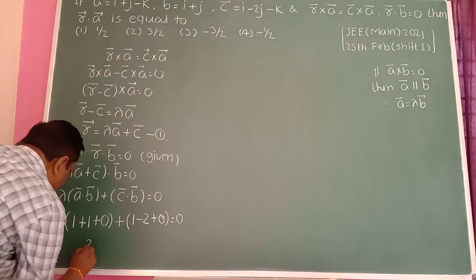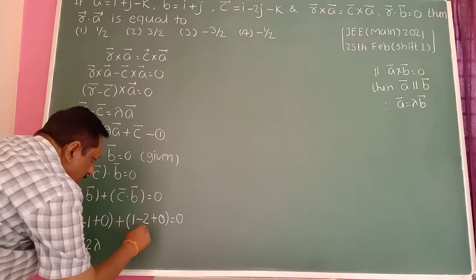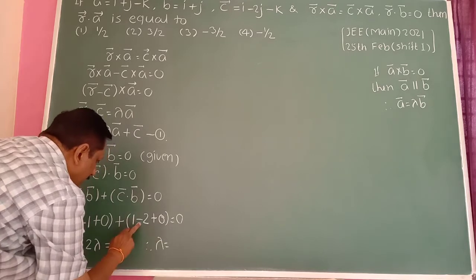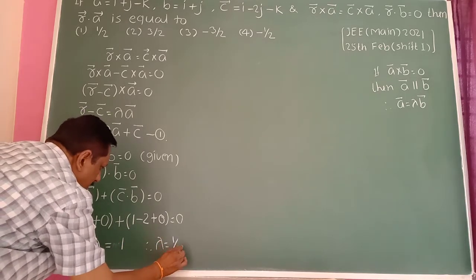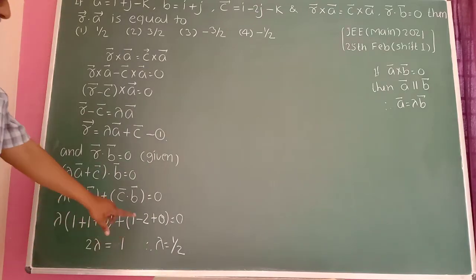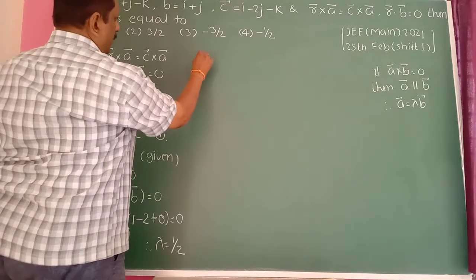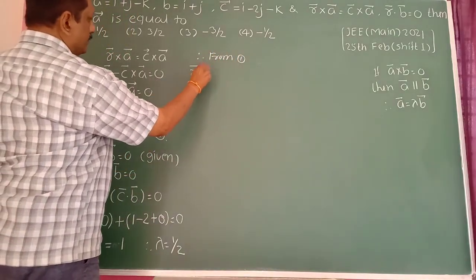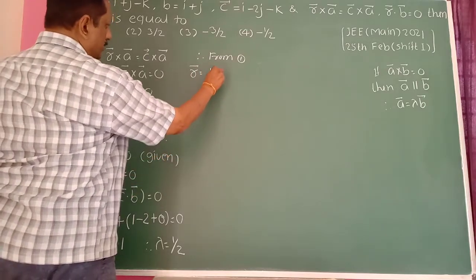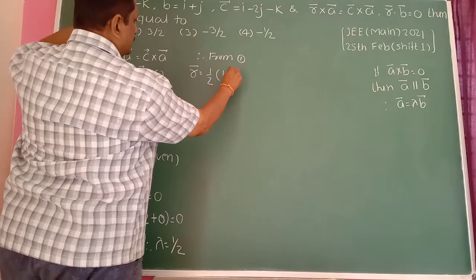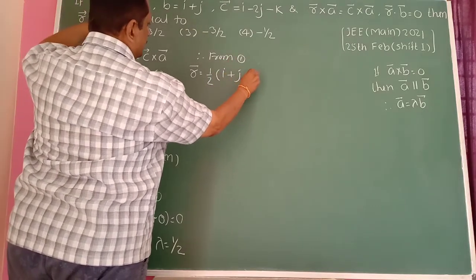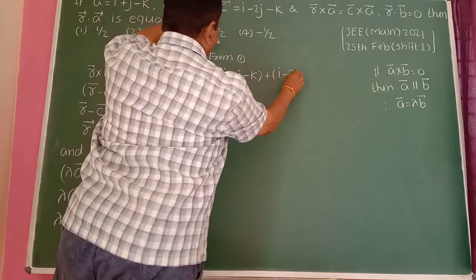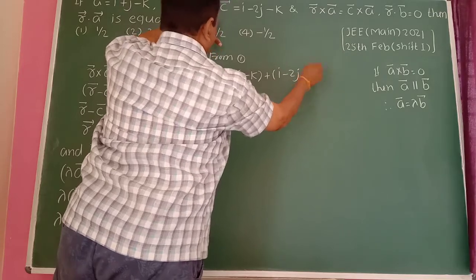Therefore 1 plus 1 becomes 2 here, 2 lambda. 1 minus 2 minus 1, take minus 1 right hand side here, it is a minus of 1 here. Therefore lambda is equal to minus becomes plus here, plus 1. So lambda value is plus 1 divided by 2 here. So use this value in the 1 here. Therefore from 1 here, r bar is equal to 1 upon 2 into a bar. A bar is this here. So 1 plus I plus j minus k plus c bar. C bar is this one. So right here I minus 2j minus k.